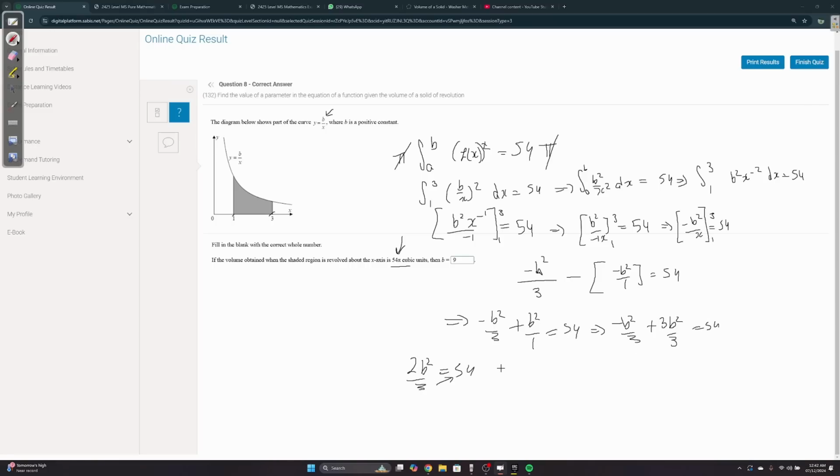Cross multiply, multiply by 3. You're going to get 162. So 2b squared is equal to 162. Okay, and then you're going to get b squared is equal to 162 divided by 2, which is 81. So you're going to get b is equal to square root of 81, which is 9. Why didn't I take the negative square root? Because they said it's a positive constant. Okay, so the answer is 9.